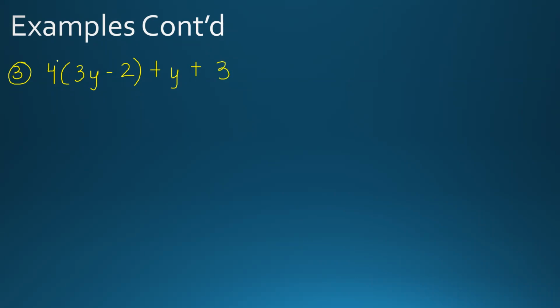Okay. All right. 4 times 3 is what? 12. 12y. 4 times 2 is what? 8. We bring down the y plus y plus what? 3. That's 3. Very good.